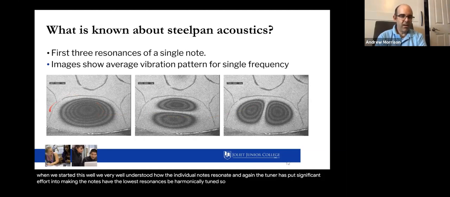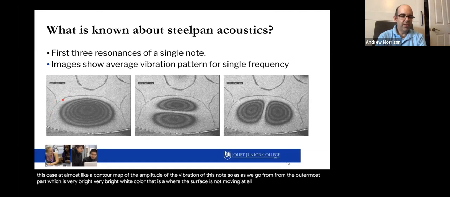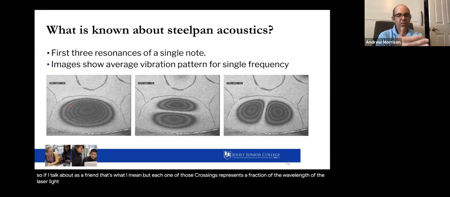So this is the pattern that we see for the lowest resonance. For those of you that have never seen something like this, you should read the concentric circles, or concentric ellipses in this case, as almost like a contour map of the amplitude of the vibration of this note. As we go from the outermost part, which is a very bright white color, that is a region where the surface is not moving at all. There's no vibration. And then as we cross each of these circles, going from dark to light gray to dark to light gray, we refer to each of those as fringes. So if I talk about a fringe, that's what I mean. Each one of those crossings represents a fraction of the wavelength of the laser light in terms of the amplitude at which the surface is actually moving.